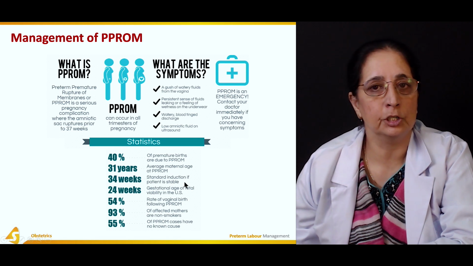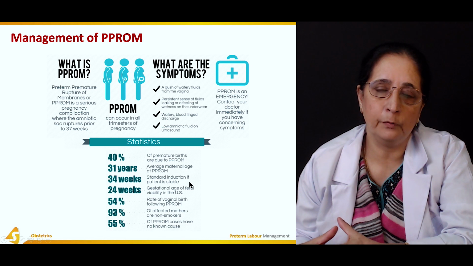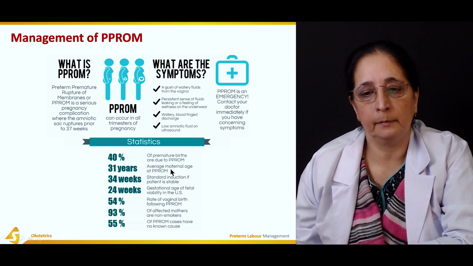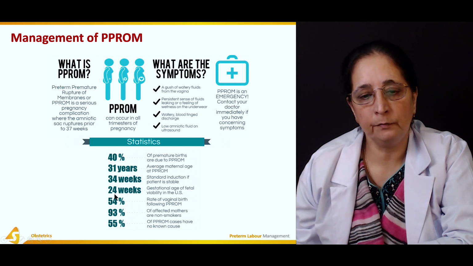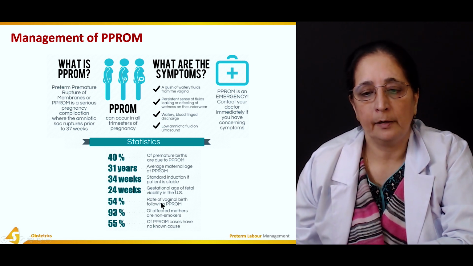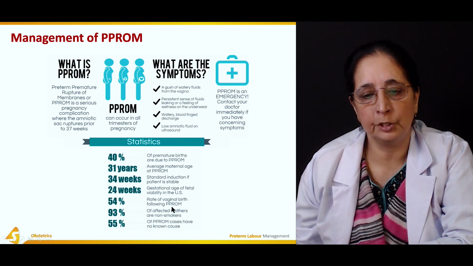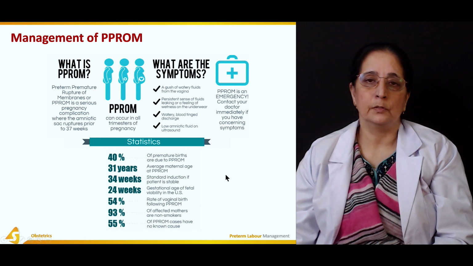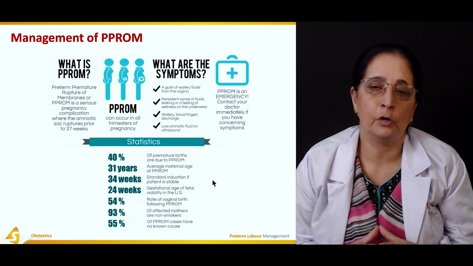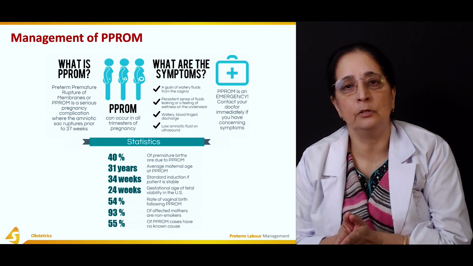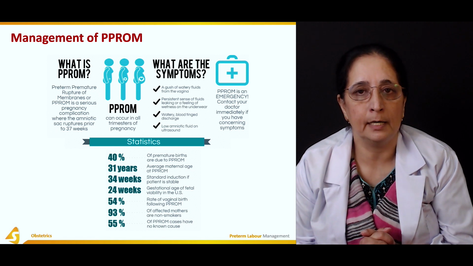At 34 weeks, standard induction is done if the patient is stable. Usually if 34 weeks gestation is reached and rupture of membrane occurs, then the induction of labor should be done. At 24 weeks is the gestational age of fetal viability in the US. There is a 54% rate of vaginal birth following premature rupture of membrane. 93% of affected mothers are non-smokers. 55% of cases have no known cause. These are some statistics. If the rupture of membrane occurs at different periods of gestation, and if the fetus reaches the age of viability, then induction of delivery is recommended.